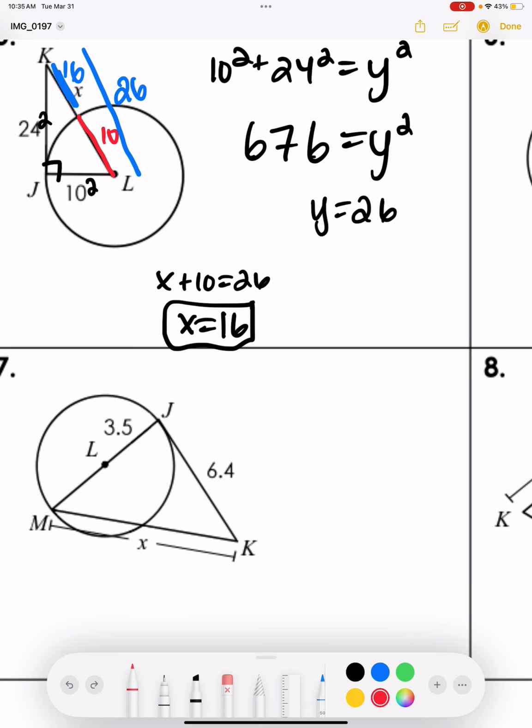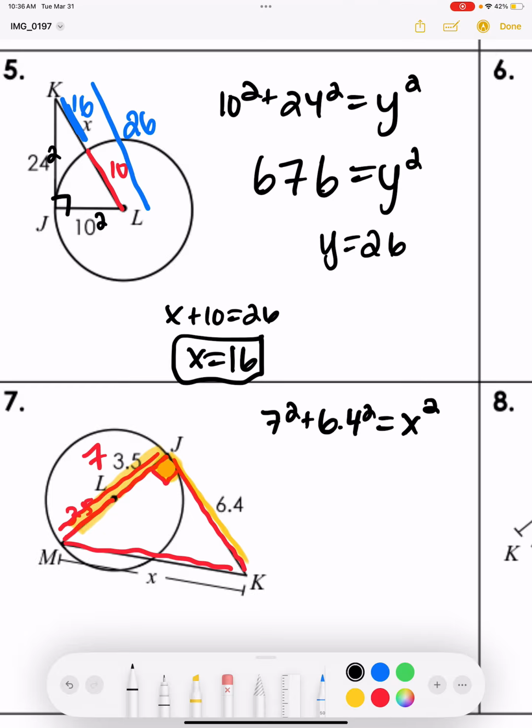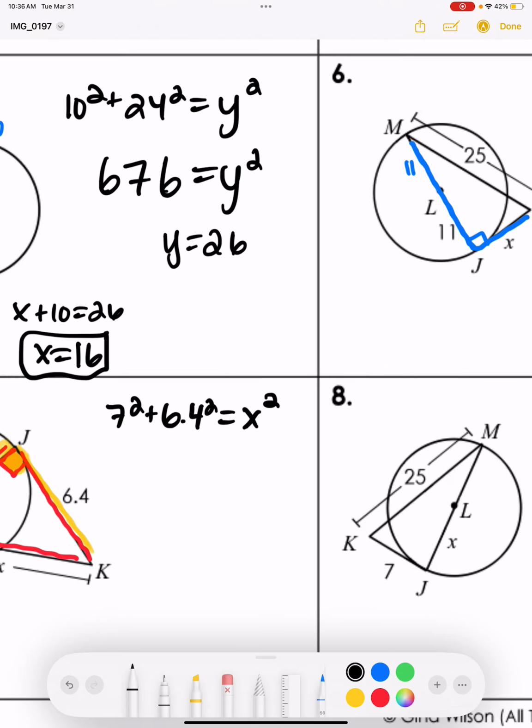On this one, same thing. If this is 3.5, then this is 3.5. So that means that the whole side is 7. This whole side is 7. And then this side is 6.4, and this side is x. The 90-degree angle would go here, so that means we should be adding where they meet. So where the 90-degree angle is. So you should be adding 6.4 and 7. That's what you should be adding in your equation. 7 squared plus 6.4 squared equals x squared. And then you solve. There's decimals, it's okay.